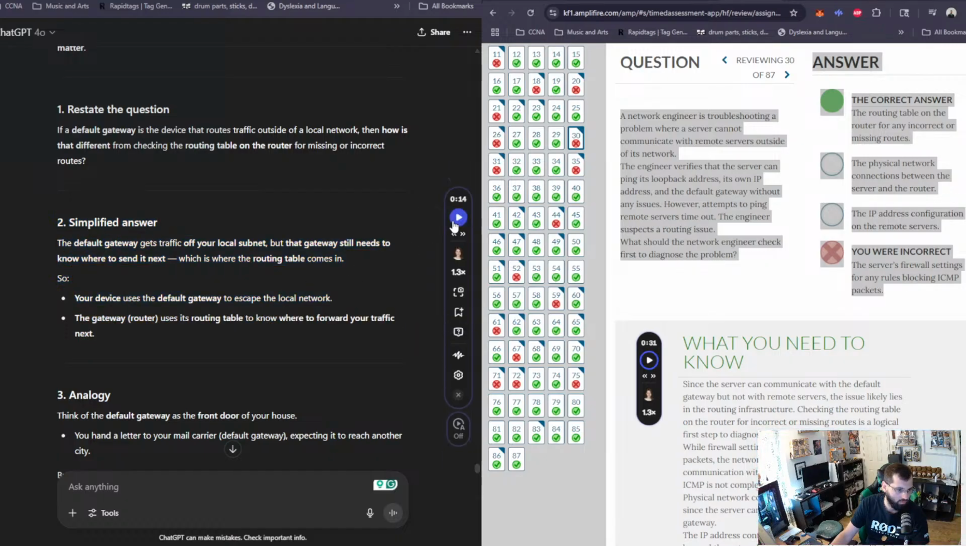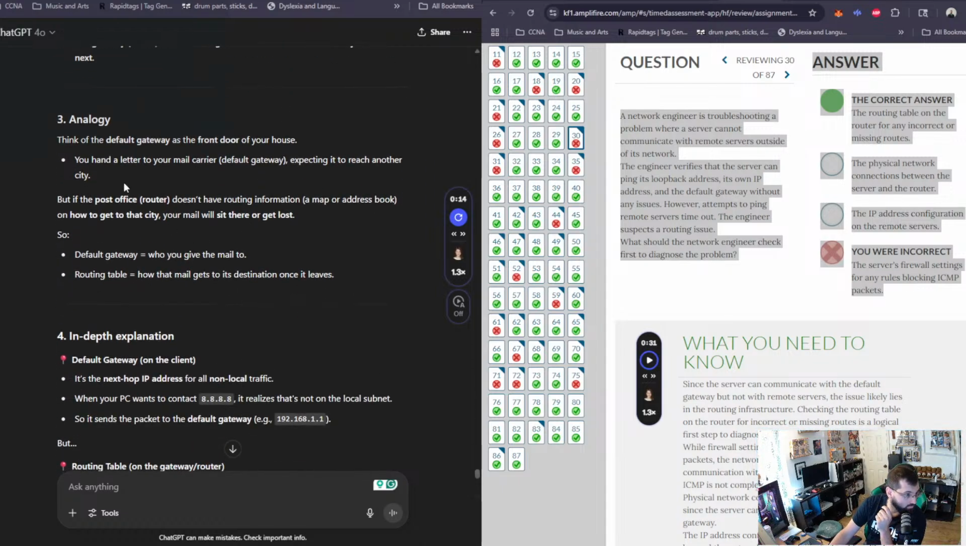2. Simplified answer. The default gateway gets traffic off your local subnet, but that gateway still needs to know where to send it next, which is where the routing table comes in. So, your device uses the default gateway to escape the local network. The gateway router uses its routing table to know where to forward your traffic next. Okay. Give me a scenario. Or give me an analogy.